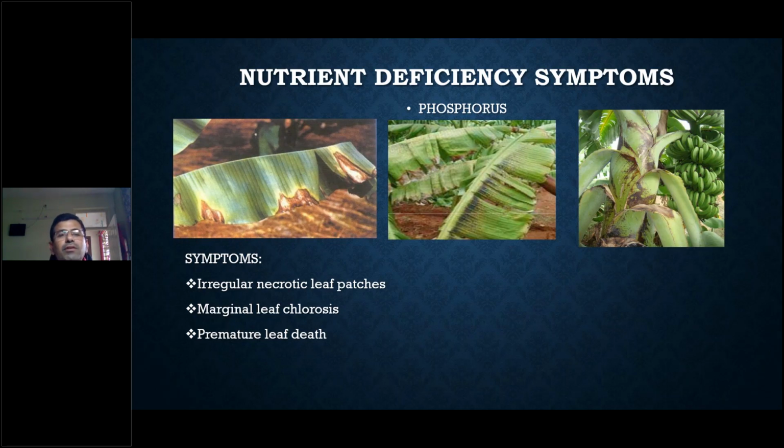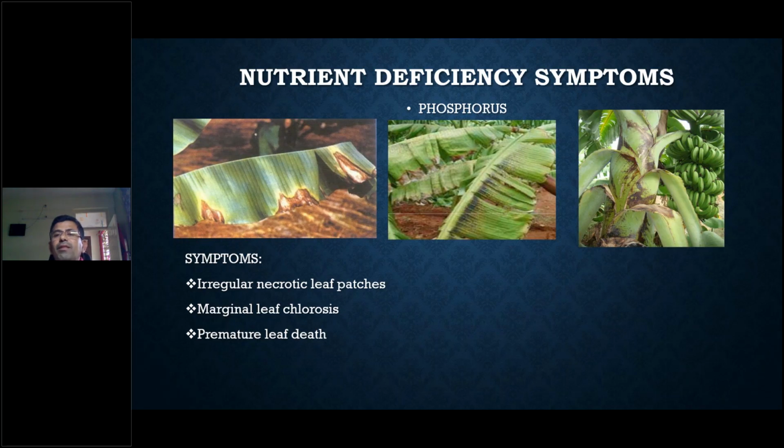Here the phosphorus injury, it's not that continuous patches will be there. There will be a gap. So that is the initial symptom. And in another photograph, the central photograph, the black will be there along the midrib. That is another phosphorus deficiency symptom.